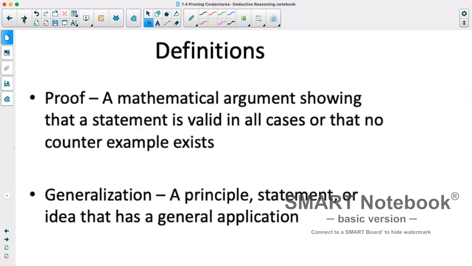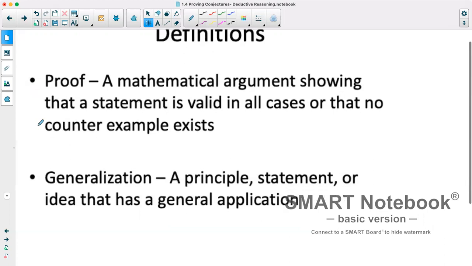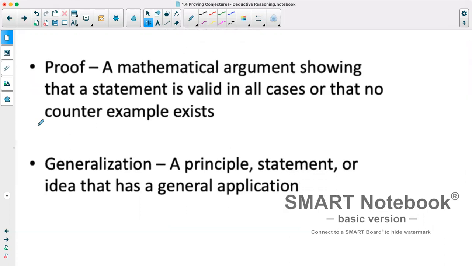So first definition is proof, which is a mathematical argument showing that a statement is valid in all cases or that no counterexamples exist. So essentially, if we're able to do a proof, which usually in most cases involves variables, and it shows that a mathematical argument works, then there shouldn't be any counterexamples to it available. And a generalization is a principal statement or idea that has general application.